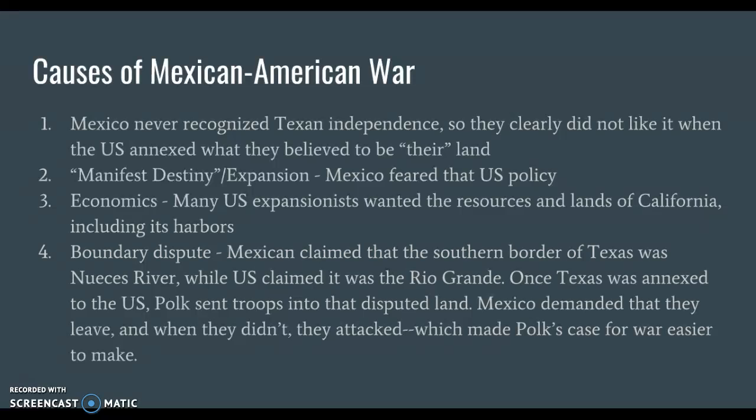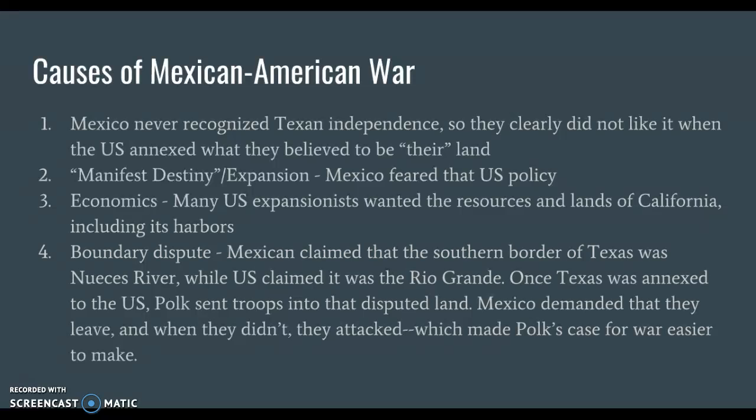The third cause of the Mexican-American War is economics. Again, almost all throughout history, you're always going to deal with economics or power or money. Something's always going to be tied to that. Now, many people in the United States who wanted to expand, who were expansionists, people who believed this idea of manifest destiny, wanted the resources and lands of California, including its harbors. Now, California, if you've ever been there, if you've ever seen a map, or you watch some surfing commercial where they're in California, you know that it's located on water, on an ocean. That's very valuable. It's very different from being in Kansas where there's no ocean around you, where you can't have any water ports. Whereas in California, you can.